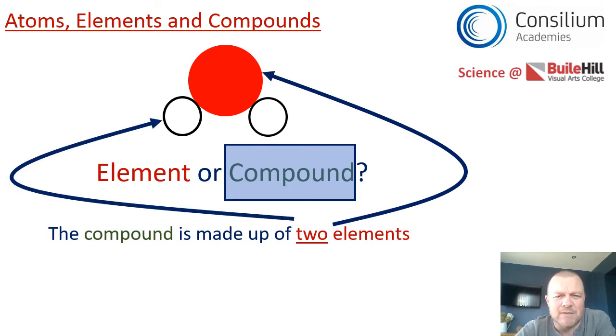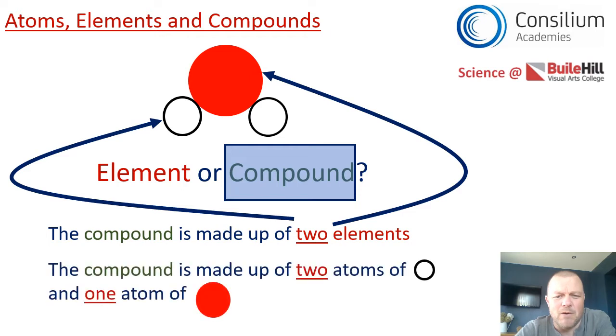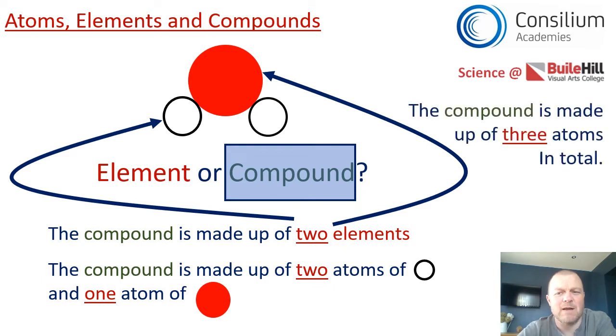Let's describe it a little better than that. It's a compound, but it's made up of two atoms of white and one atom of red. And if we take it a little further even, we can say that that compound is made up of three atoms in total. If you add the two white ones and the red one together, we get three.